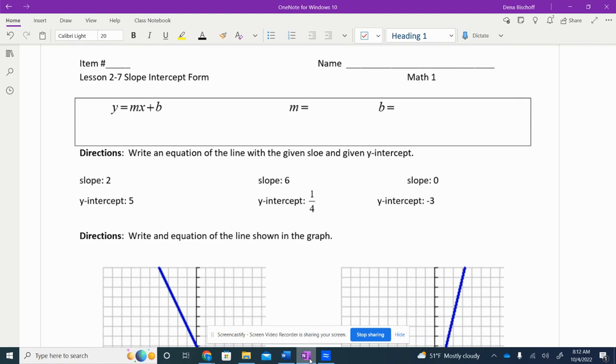Okay. So today we're doing lesson 2.7 and we're talking about slope-intercept form.